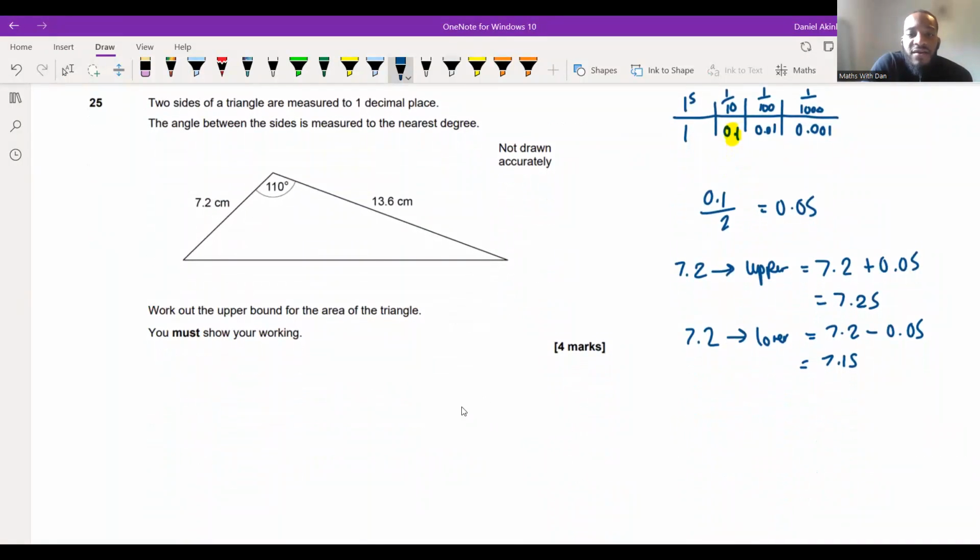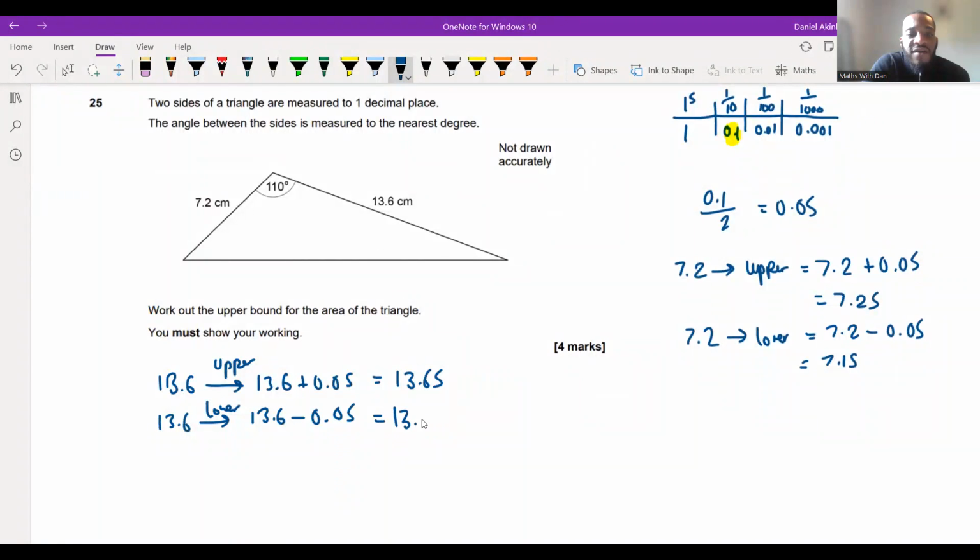And then similarly, for the 13.6, the upper one would be 13.6 plus 0.05, which is 13.65. And then the lower bound would be subtracting that, wouldn't it? 13.6 minus 0.05, which is equal to 13.55. So we've got the upper and lower bounds for the two distances.